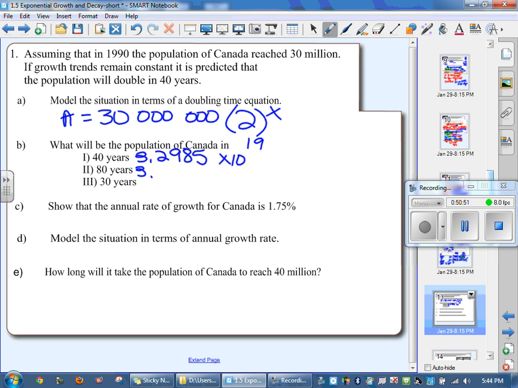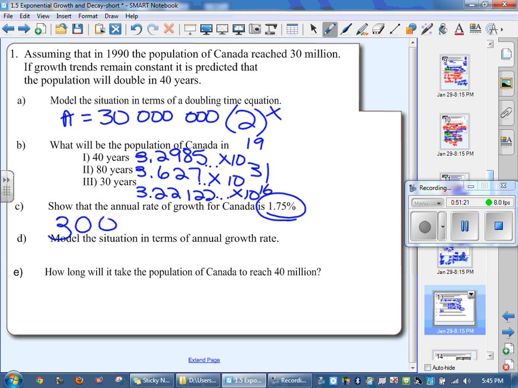Now it says show that our growth rate is 1.75%. All we're doing is rewriting our equation. Instead of the 2, we're going to put 1.75. So we're going to say we've got 30 million. And again, it's a percentage. So we're going to have 1.0175 exponent x. How come? First of all, again, I'm going to divide that by 100, and then I'm going to take 1 plus that number. Okay. That's the equation.